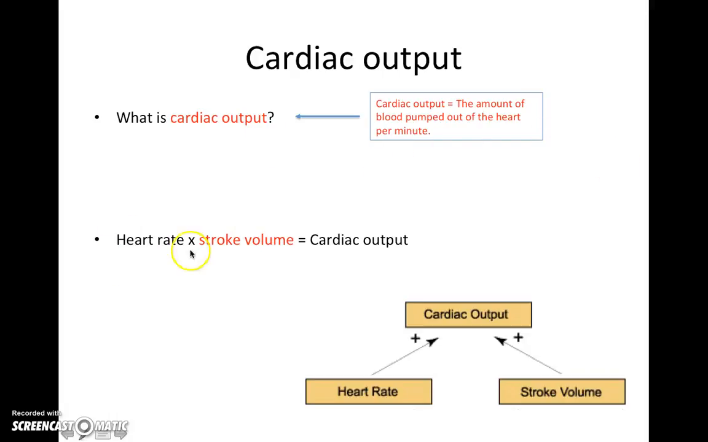Now, what happens to our heart rate during exercise? It increases. So does stroke volume. So, if we're exercising, what do you think is going to happen to carbon dioxide?